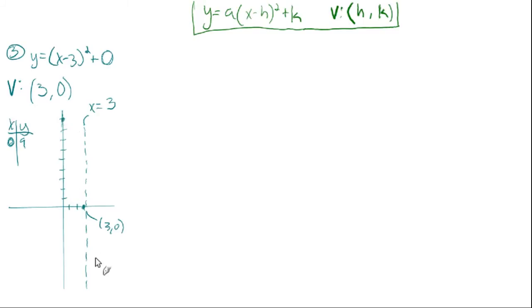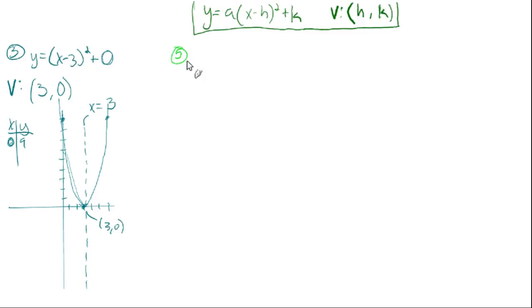Also, since parabolas are symmetrical, if we go 3 this direction from the line of symmetry, we're going to go up 9, and if we go 3 in this direction, we should also go up 9 because they're symmetrical. Okay. So through these 2 points is what we should be sure to make the parabola go through. All right, so there we go. There's our first example of how to graph in vertex form.